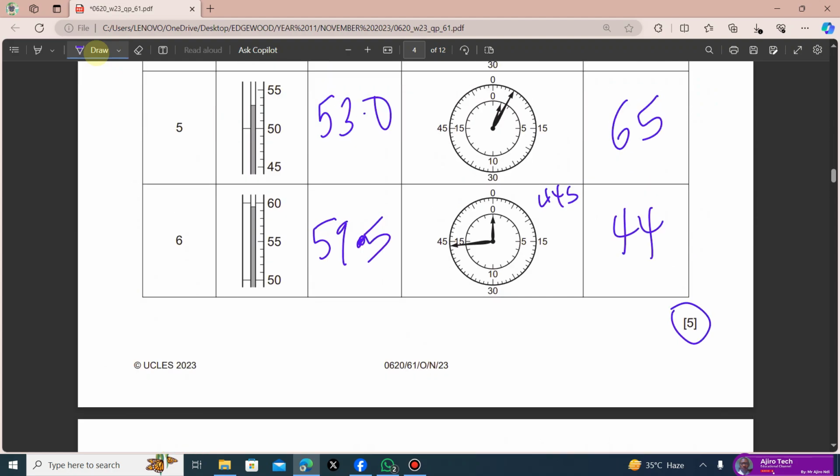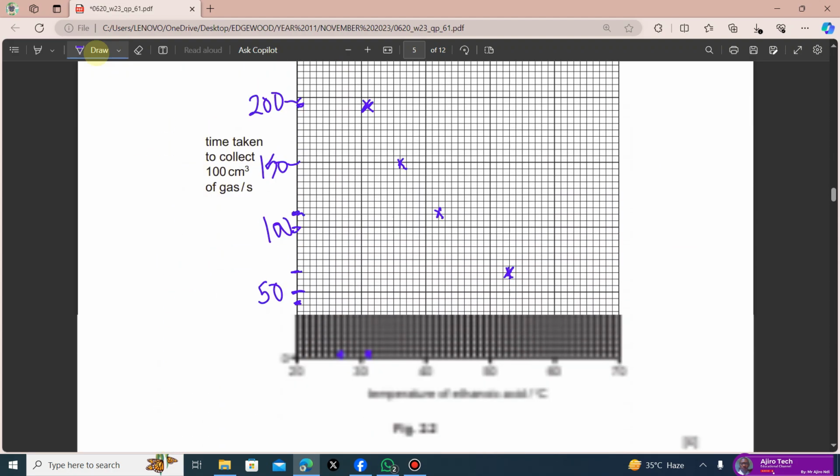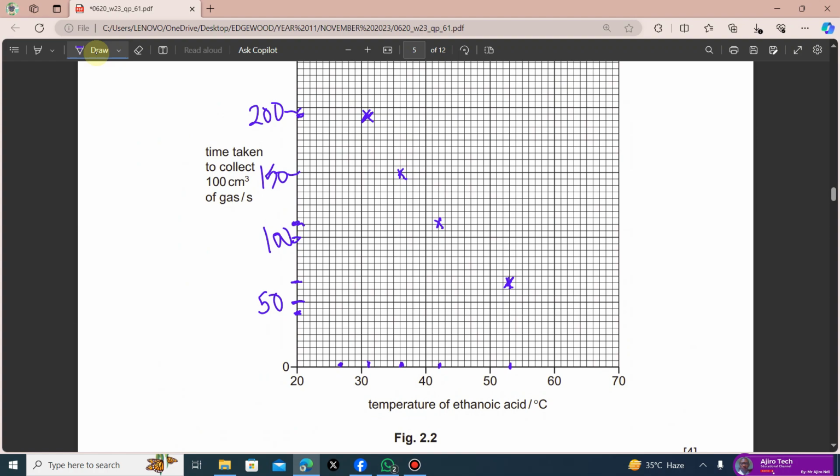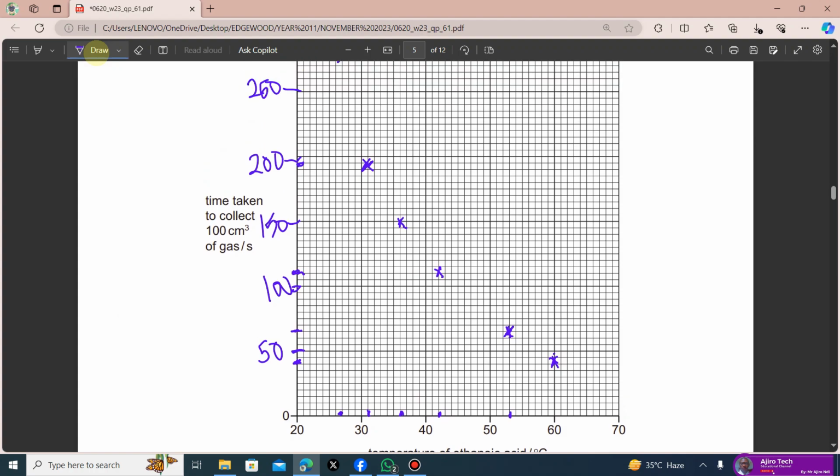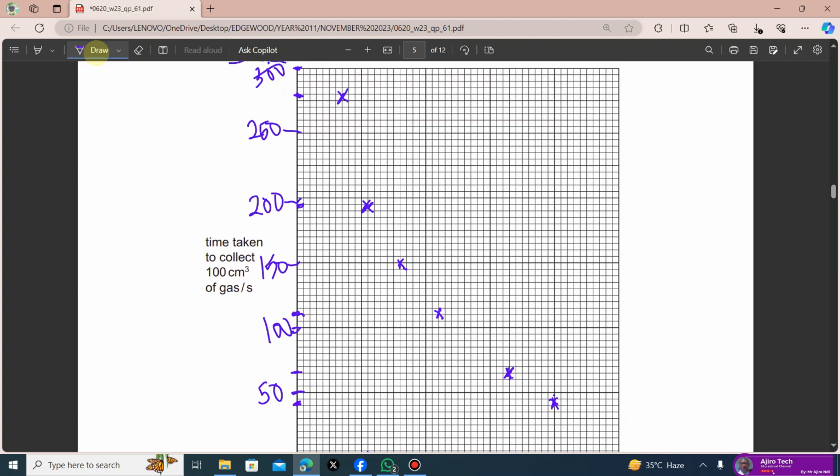And then the last one, 59.5, is about 60, 44. So it's about 60 and then 44. I think we did 40. So this is 5, 10, 15, 20, 25, 30, 35, 40. So 44 should be somewhere around here. And then we're looking at about 60. So you can just keep it somewhere here. So we have 6 plots there, 1, 2, 3, 4, 5, 6.